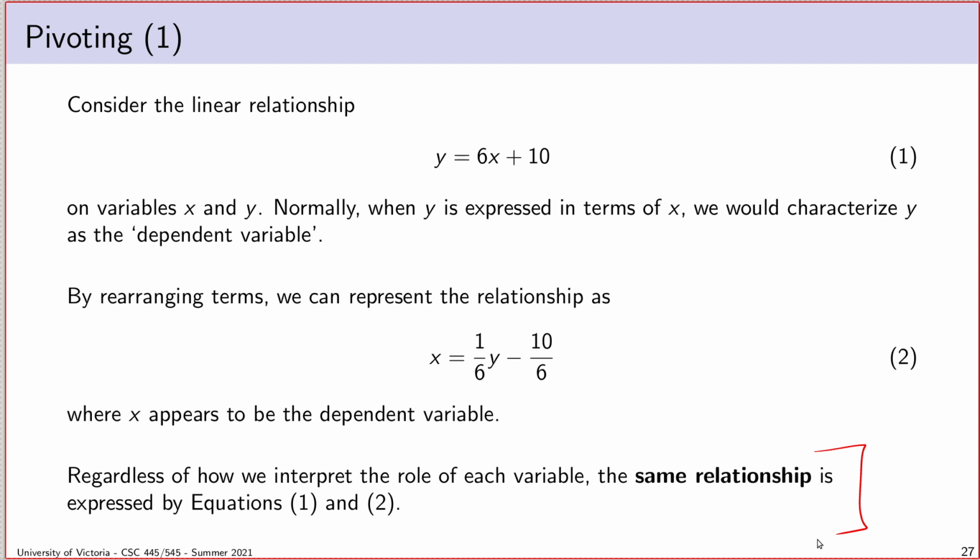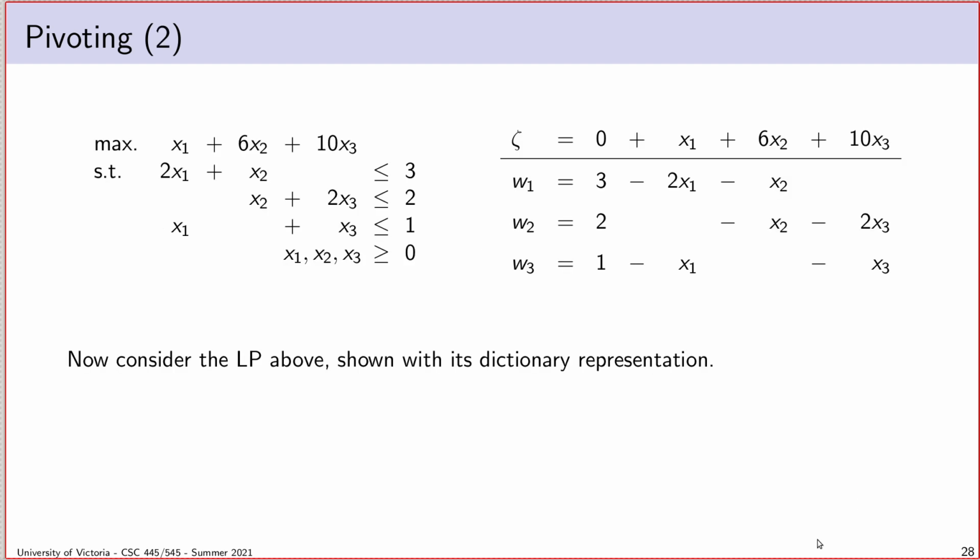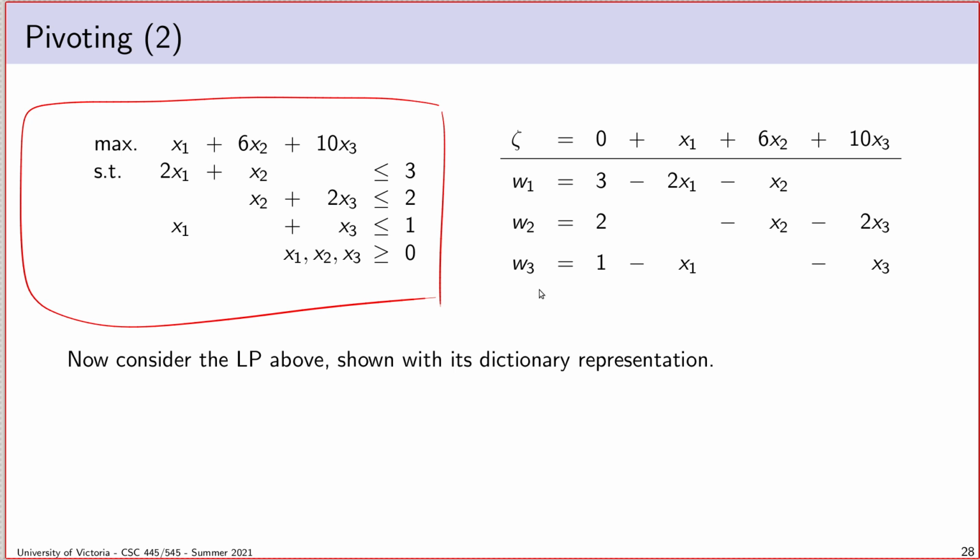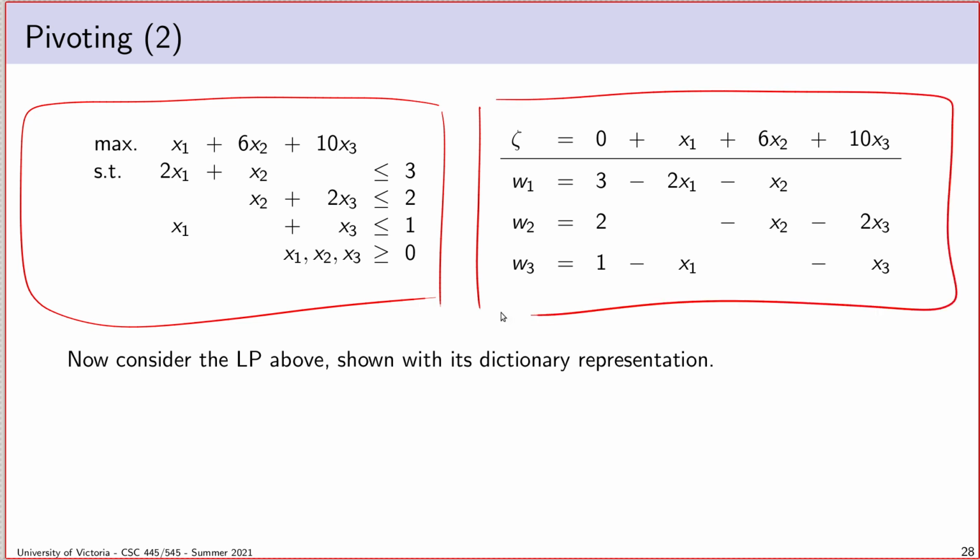That's a really big deal. And I feel like if we don't keep that in mind for what we're about to do, things are going to get unpleasant. We really have to understand that the manipulations we're doing are not changing the relationships between variables. They're just letting us look at them in a different way. Okay, so let's go back and take a look at this dictionary representation. I've switched LPs. I'm now working on this LP here. It's still in standard form. I convert it to a dictionary, and it's got 3 optimization variables, x1, x2, x3, and 3 slack variables, w1, w2, w3. And so I've got my dictionary over here, and let's stare at it.